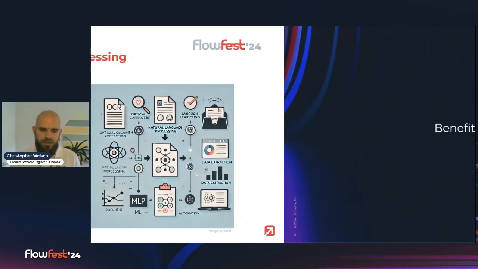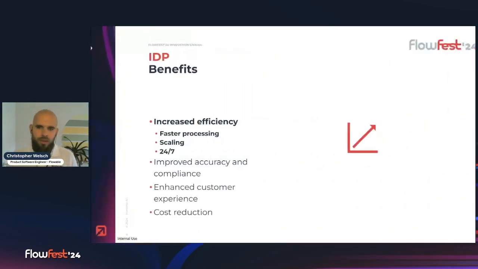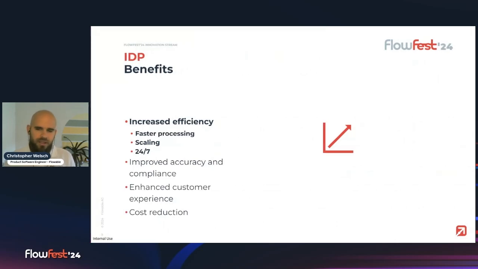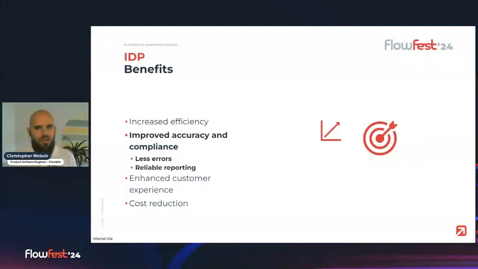So what are the actual benefits of IDP? IDP extracts and classifies data from unstructured documents like PDFs and emails way faster than any human can do. It scales easily, and it operates 24/7. IDP reduces errors that are common in manual data entry. This accuracy extends throughout the whole workflow and ensures that processes are not only faster, but also compliant with regulatory standards. And this increases the reliability of your reporting.